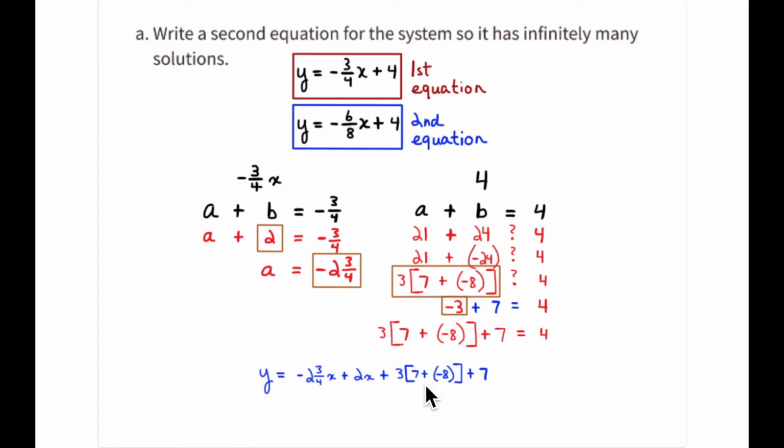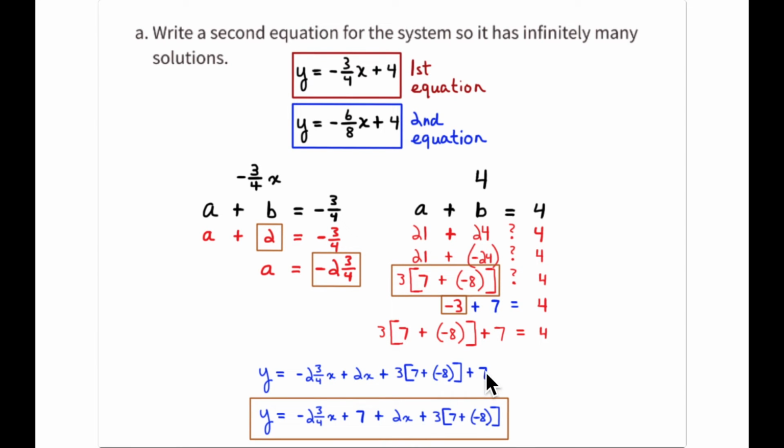And so I made this a little bit tougher, and then I moved this 7 using the commutative property. I moved this 7 further inside this expression. So I moved this 7 over to here. So this is the original equation that I started with early on in this video. And this is how I wrote it. So this is an equivalent equation to y equals a negative 3/4 x plus 4.